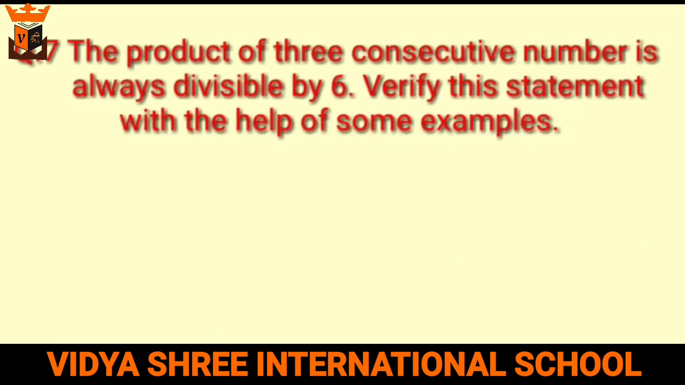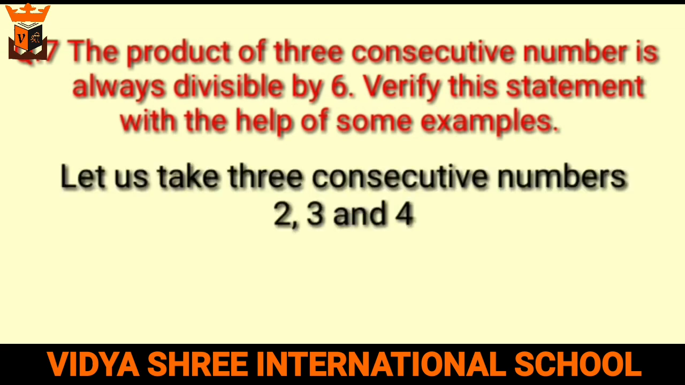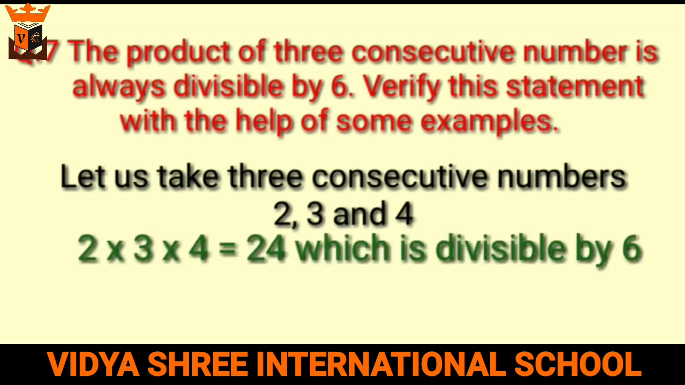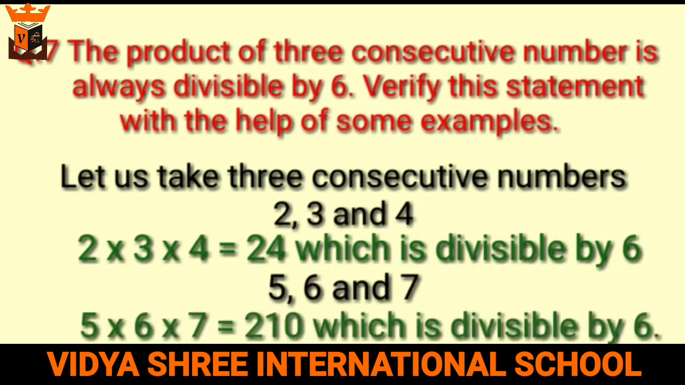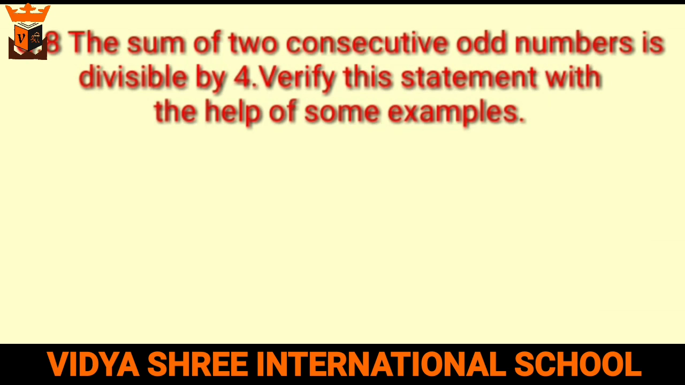Question number 7 is, the product of 3 consecutive numbers is always divisible by 6. Verify this statement with the help of some examples. Let us take 3 consecutive numbers 2, 3 and 4. The product of 2, 3 and 4 is equal to 24, which is divisible by 6. Let us take 5, 6, 7, 3 consecutive numbers, and their product is equal to 210, which is divisible by 6.